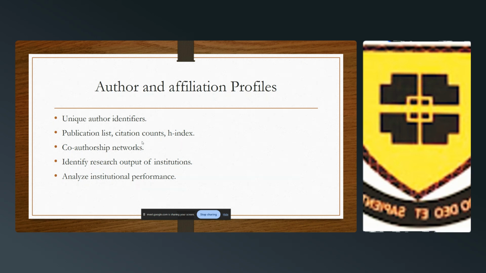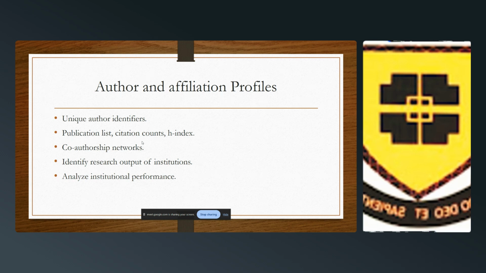There are author and affiliation profiles. So you get to know unique identifiers of different authors. You can just get it. And then publication lists, citation counts, H-index. These are more to do with the citation impact of specific journal articles or pieces of work. And then you can also get to know about co-authorship networks.